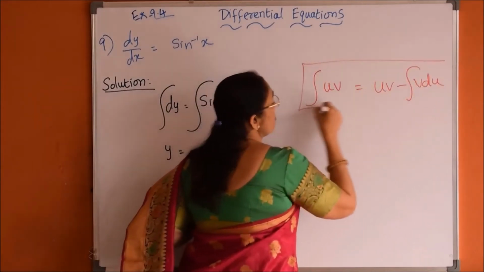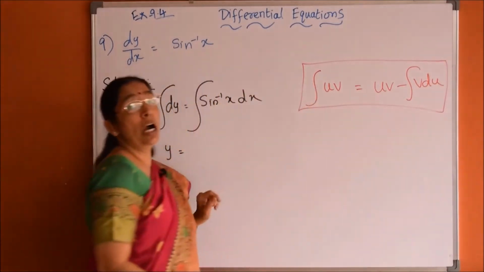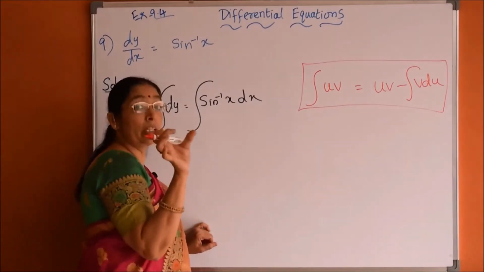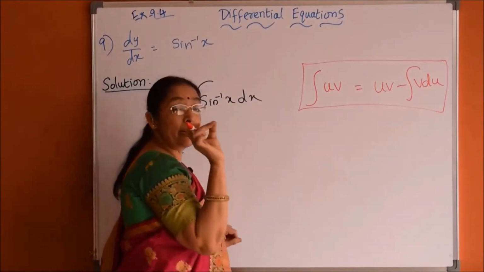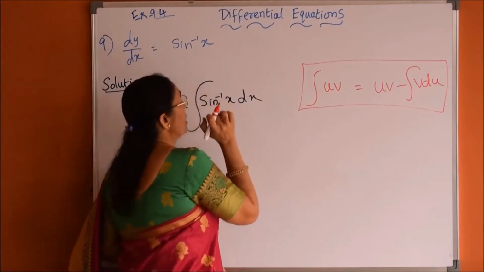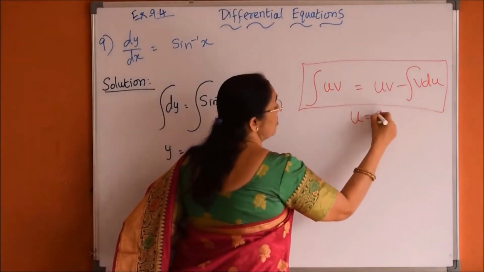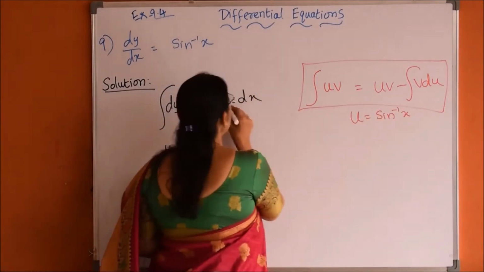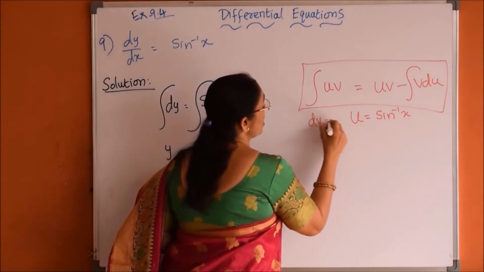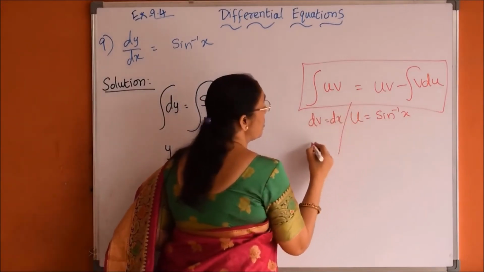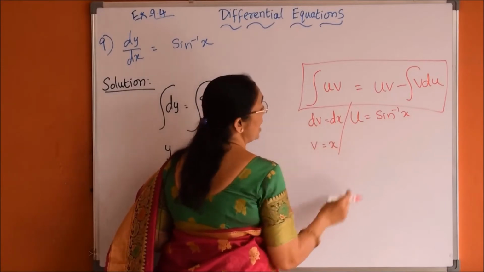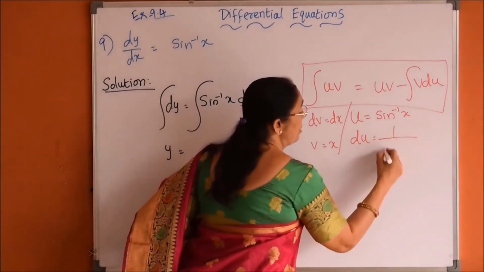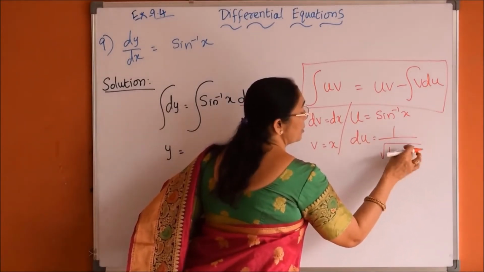So, our main aim is selecting what is u and what is dv. We use the method called ILATE. In ILATE, the inverse trigonometric function comes first, and sin inverse of x is an inverse trigonometric function. So, u is equal to sin inverse of x and dv is equal to dx. On integrating, v is equal to x, and differentiating u, du is equal to 1 by root over 1 minus x square.